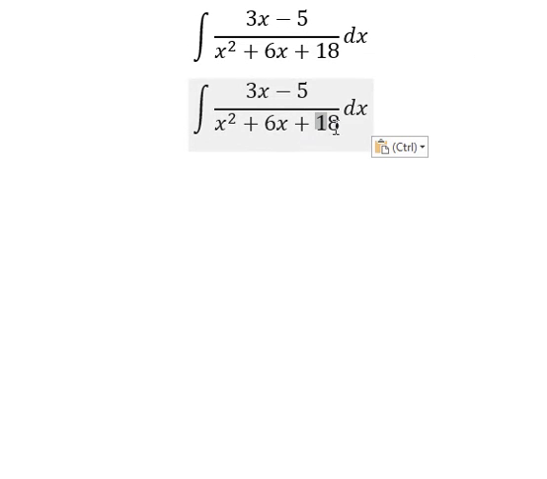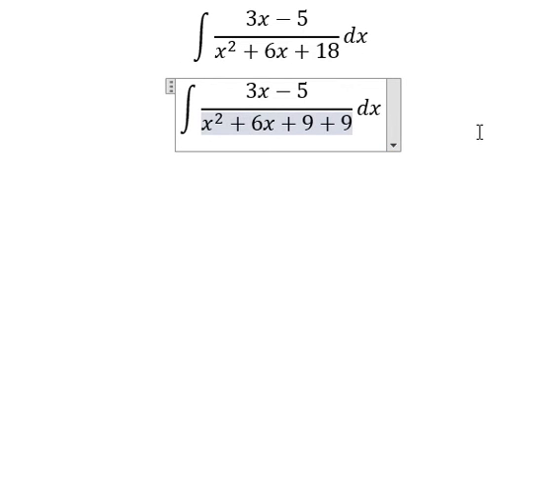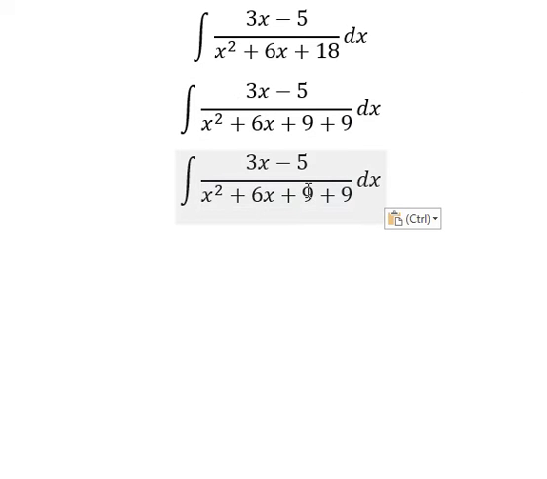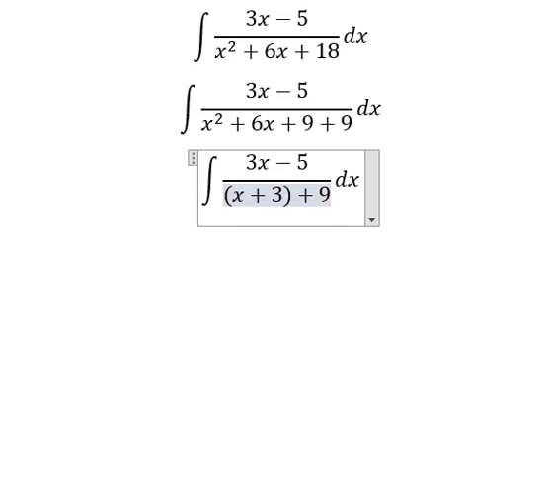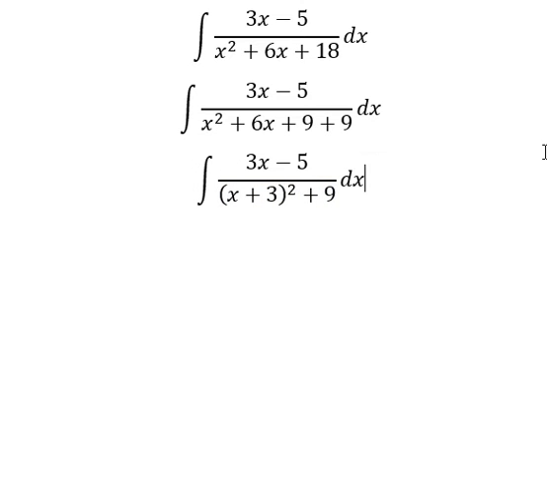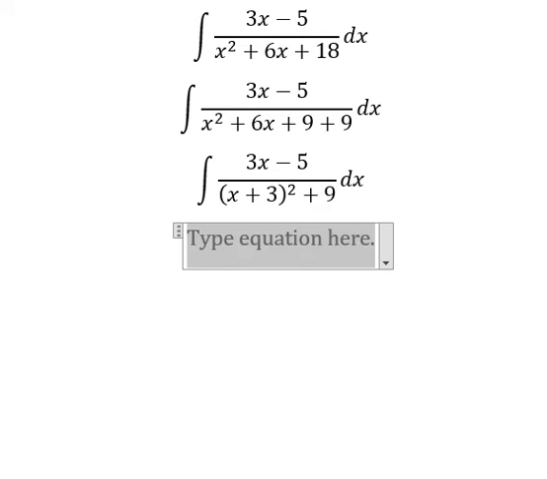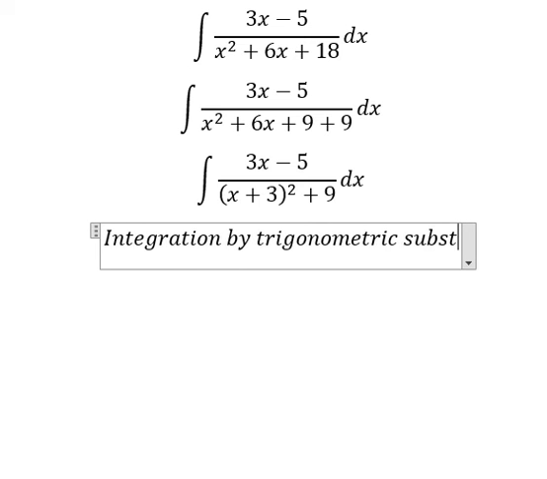About number 18, that is about number 9 plus number 9. So this one, that is about identities. So we have (s plus 3) to the power of 2. So in this one, we can use integration by trigonometric substitution.